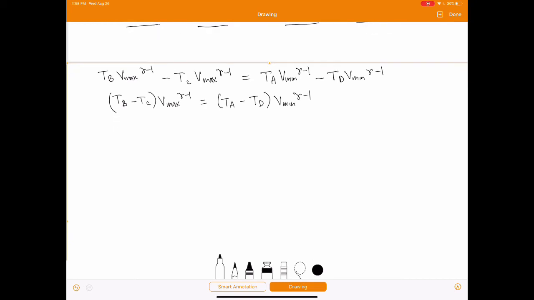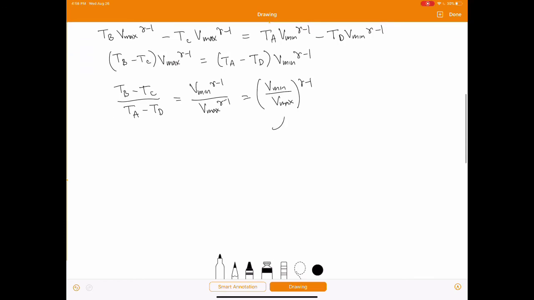If we rearrange this a little bit, let's divide through by TA minus TD. So we have TB minus TC divided by TA minus TD. Let's also divide through by Vmax to the gamma minus 1. So on the other side, we'll have Vmin to the gamma minus 1 over Vmax to the gamma minus 1, which I can write as Vmin over Vmax to the gamma minus 1. By the way, if you're into cars, you may know what this is. This is called the compression ratio.